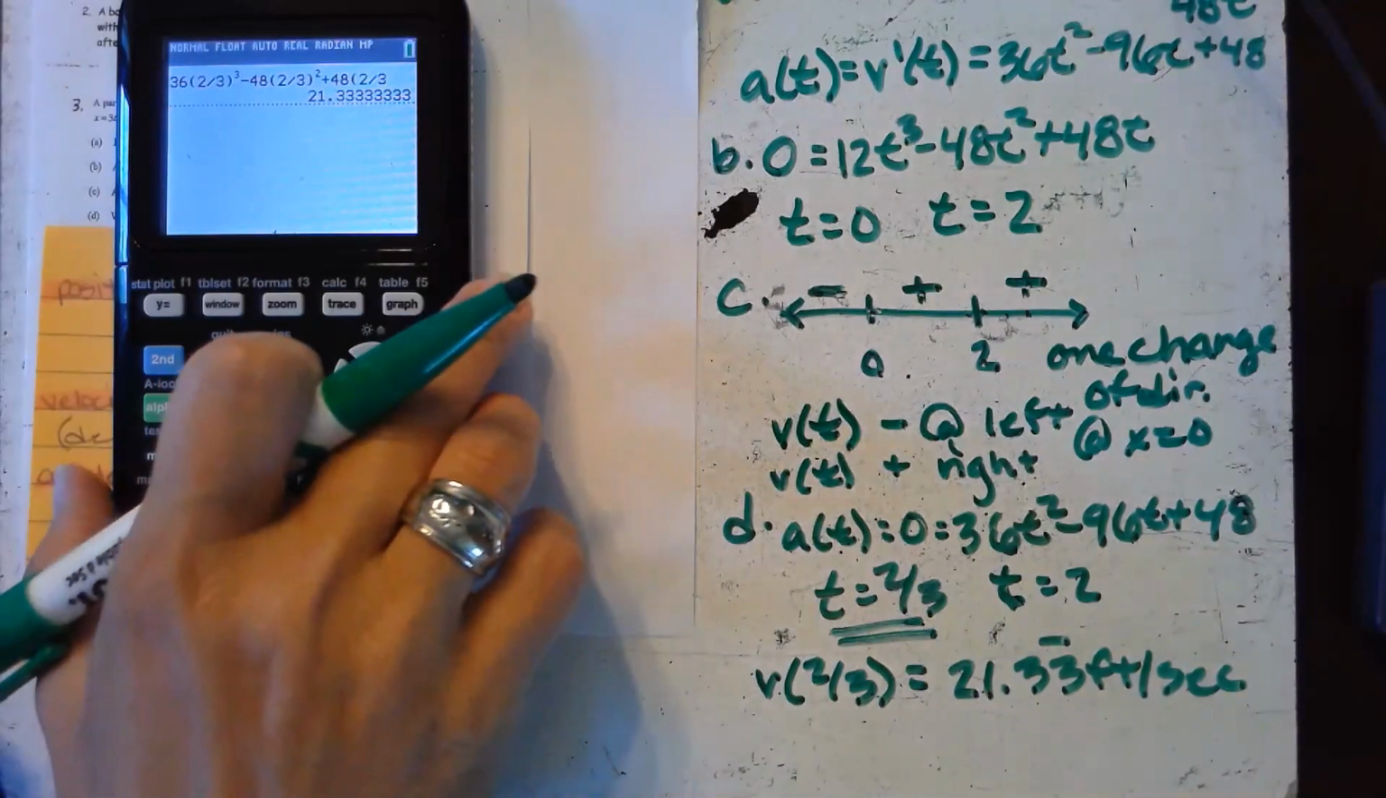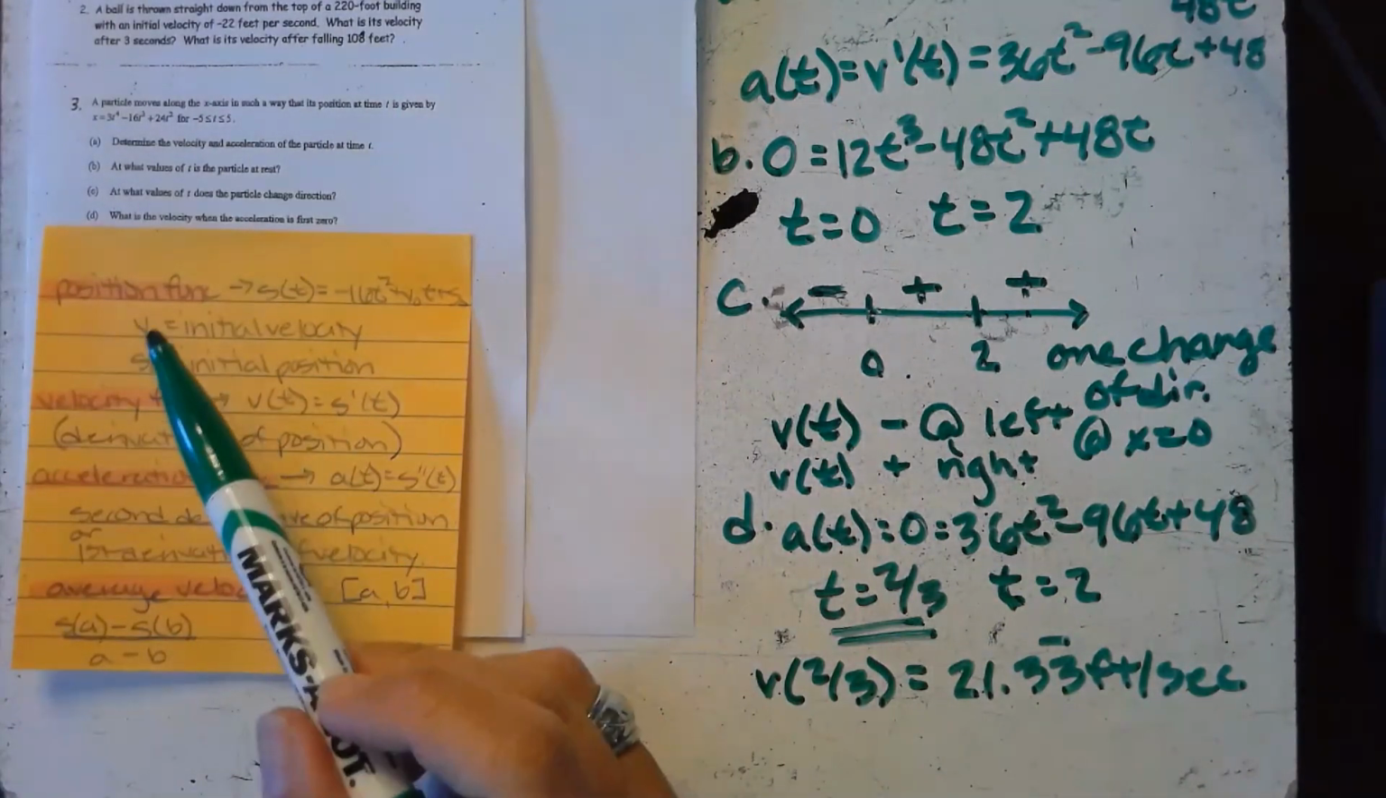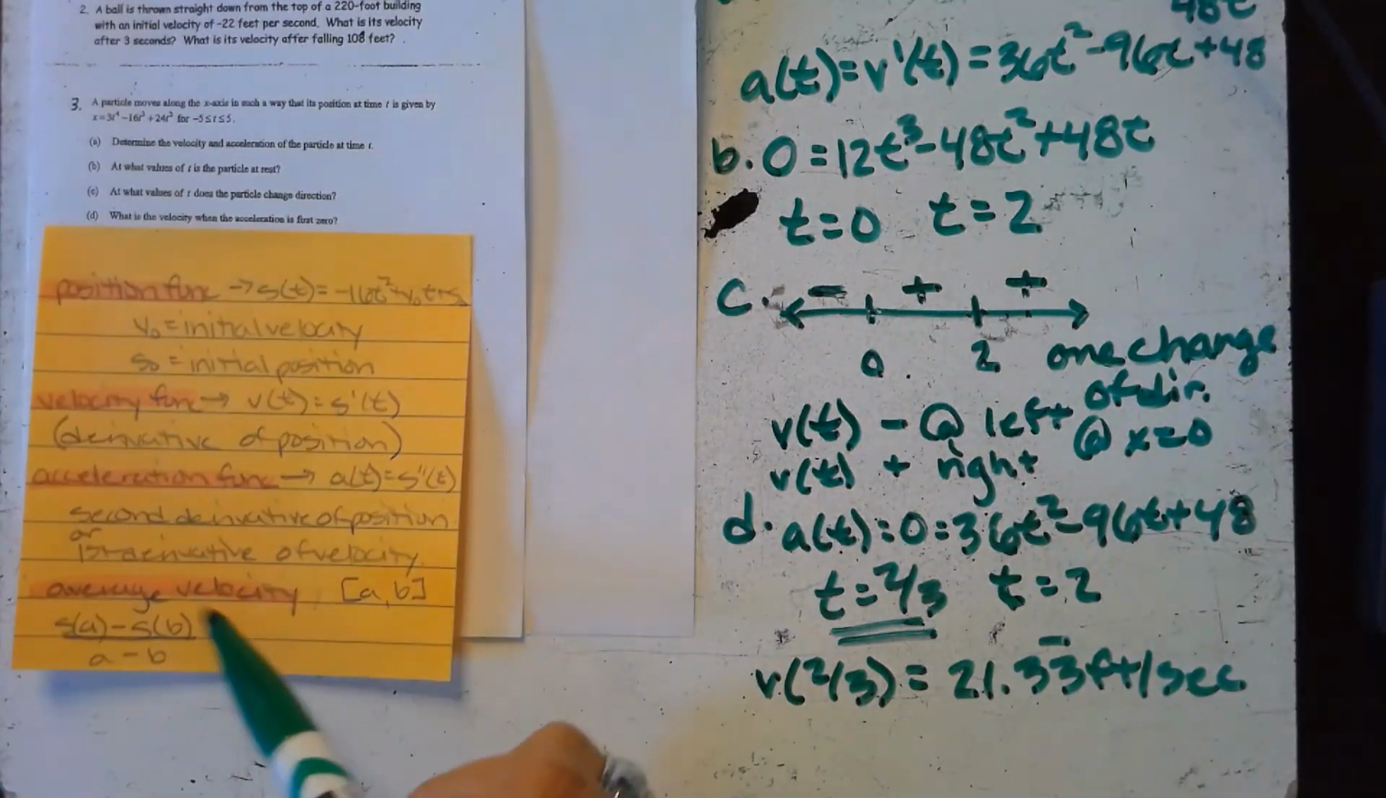So be able to apply what you've learned, know about the position function, velocity, and acceleration, and average velocity. We're going to come across these word problems a lot this year, and you will get the hang of it. But review over what we've done today, both the basic differentiation as well as the word problem.